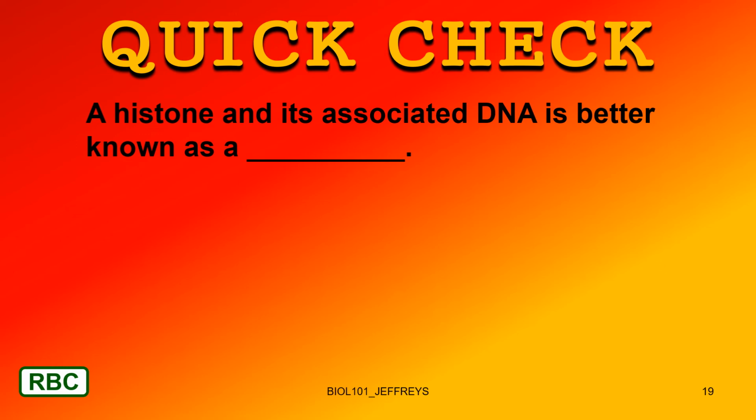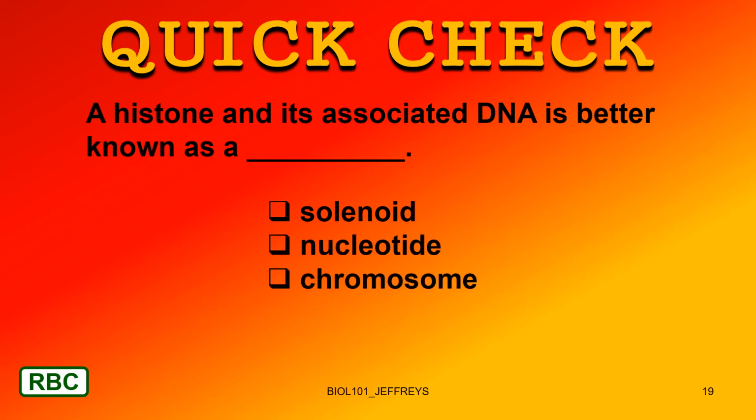Okay, time for a quick check. Histone and its associated DNA is better known as a solenoid, nucleotide, chromosome, nucleosome. If you answered nucleosome, you're absolutely correct. Remember, you have histone proteins with its associated DNA wrapped around it. That structure is called a nucleosome, and a bunch of nucleosomes together is then called a solenoid.